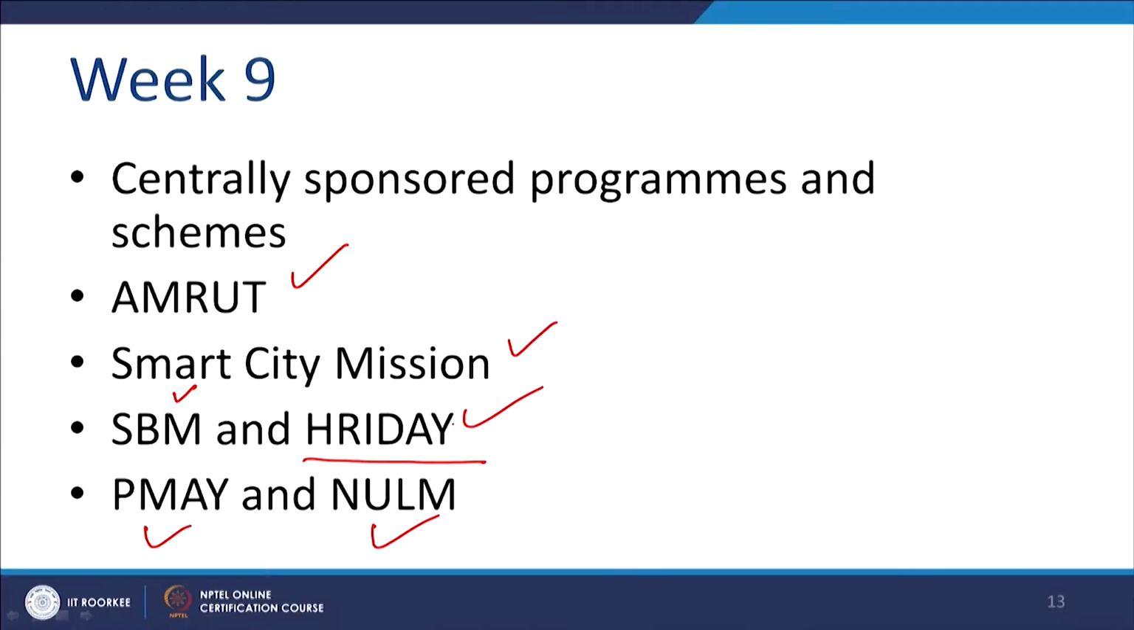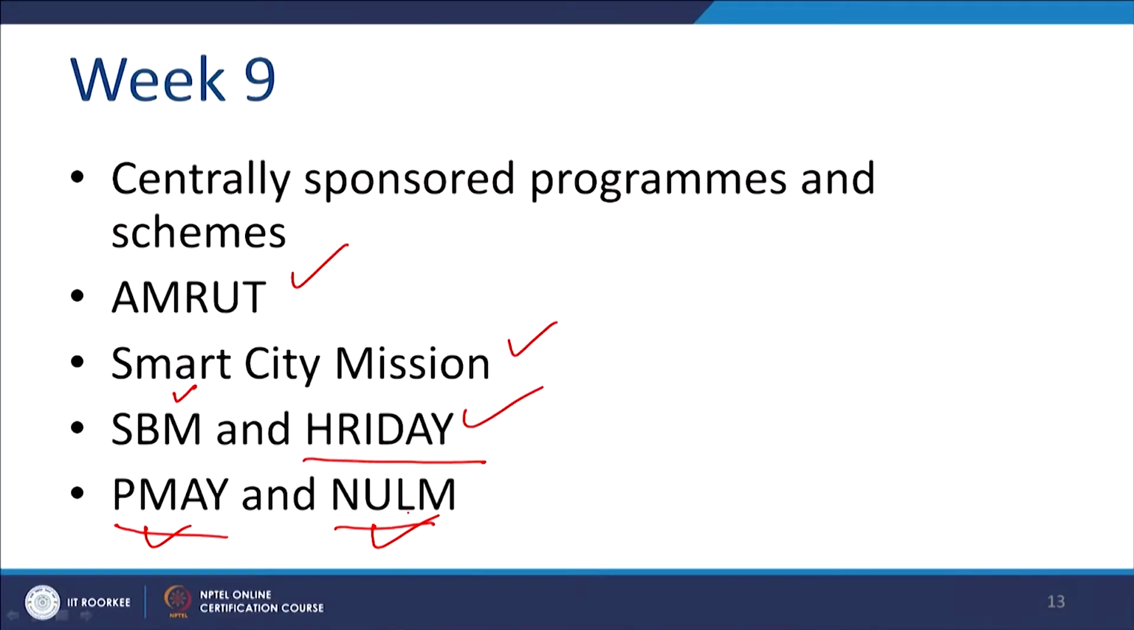Amrut mission is dedicated to urban infrastructure. Smart City mission is dedicated to making some of these cities smart, making some of their basic services more functional using IT applications. Swachh Bharat mission, you all know, is a great, bigger campaign. Hriday mission was aimed at heritage development. Pradhan Mantri Awas Yojana addresses the urban housing problem, and National Urban Livelihood Mission aims to create new livelihood and employment options. So, these are the whole gamut of the centrally sponsored programs.